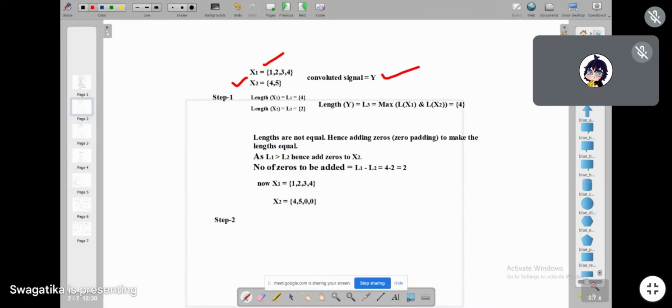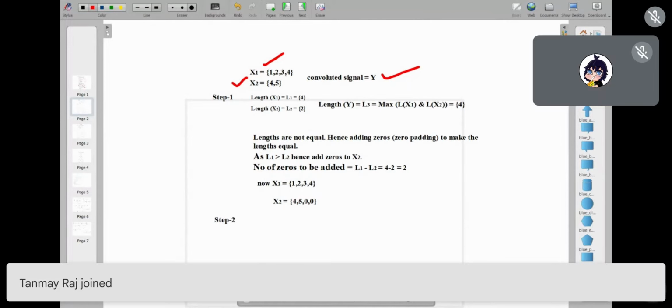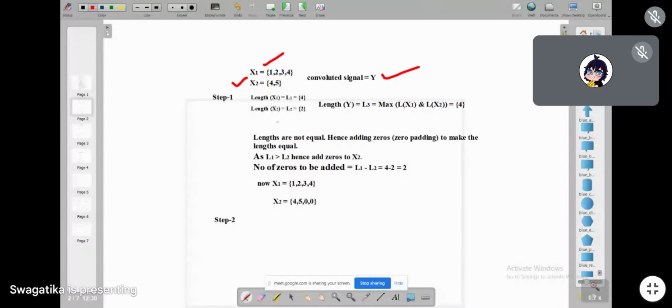Okay, so first I have written here length of x1 n is 1, 2, 3, 4. So that is 4. Length of x2 is L2, that is 2, 4 and 5. Right. Now length of y is equals to L3. That will be the maximum length of y, means this convoluted signal. The length of convoluted signal will be maximum of these lengths of x1 and length of x2. Now which one is maximum? 4 is maximum. So the length of the convoluted signal will be 4. Right.